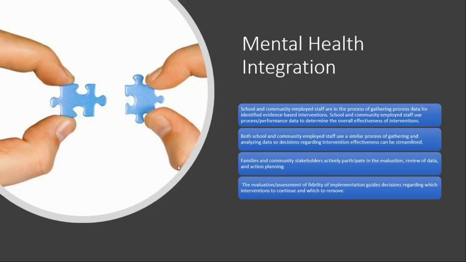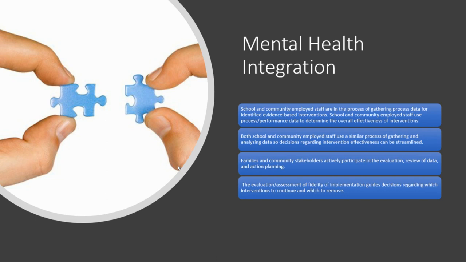So some mental health integration strategies for this item are, one, the school and community employed staff are in the process of gathering process data for identified evidence-based interventions. School and community employed staff use process and performance data to determine the overall effectiveness of those interventions. So all of those school and community people have a process that they use to monitor the overall performance of those interventions that they're putting in place.